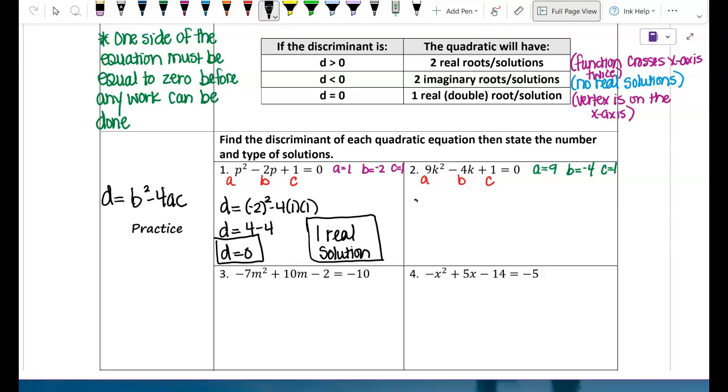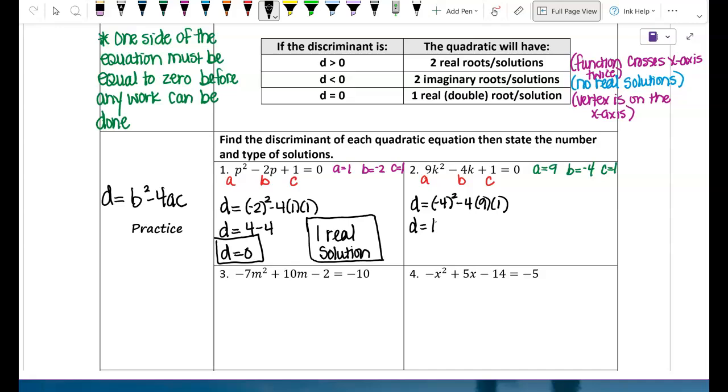So I get D equals parenthesis -4 squared, because I want to make sure when I square that -4 that I'm squaring the -4, not squaring the 4 and then taking it times the negative, minus 4 times 9 times 1. So once I've finished substituting in my values, I can do the math.